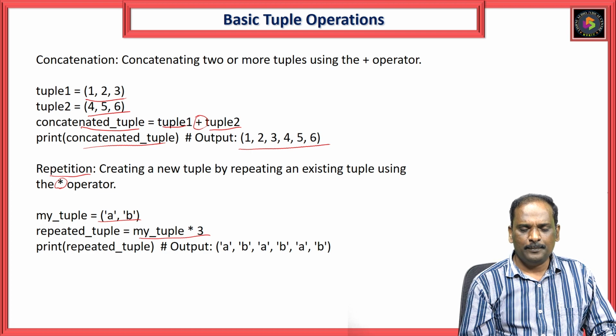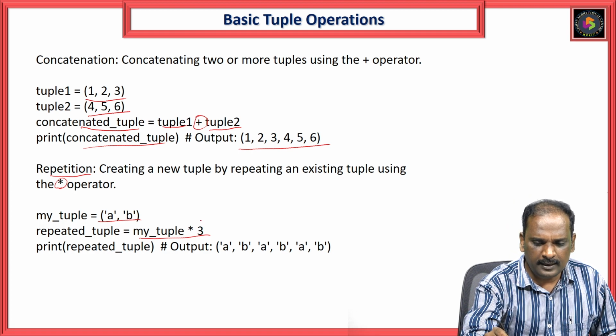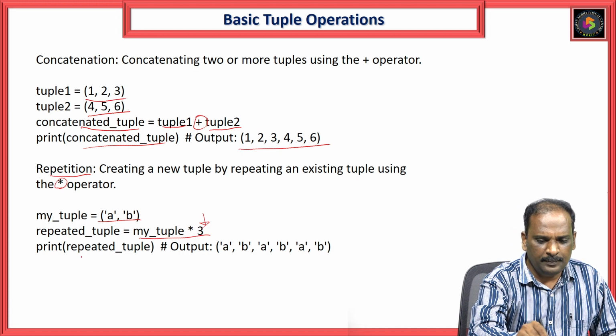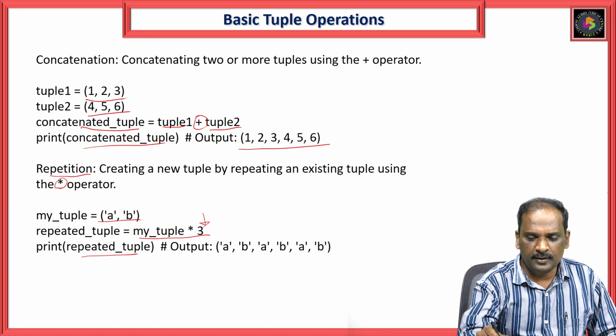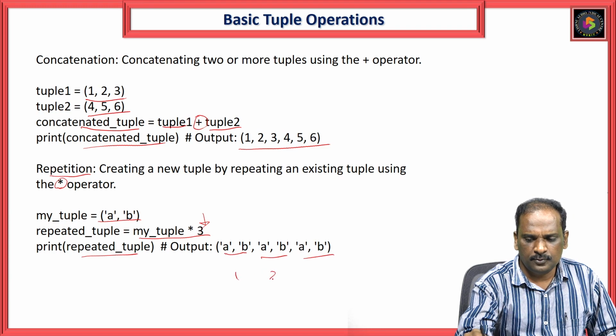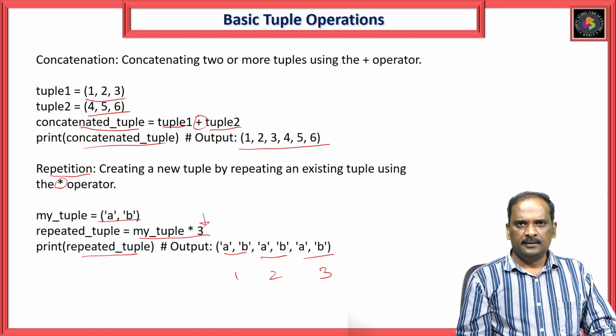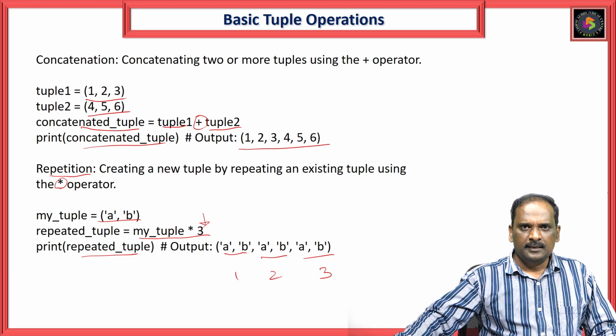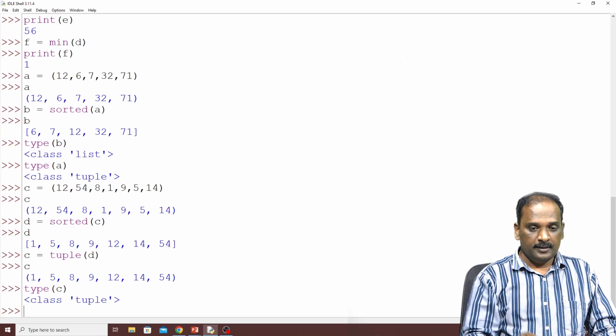Star is used for repeating. How many times do I want to repeat? I want to repeat 3 times. So when I print the repeated tuple variable, now you can observe AB, AB, AB, 1 time, 2 time, 3 time. So to repeat the elements, we use the star operator. To concatenate the two tuples, we use the plus operator. This we shall see in the Python interpreter.